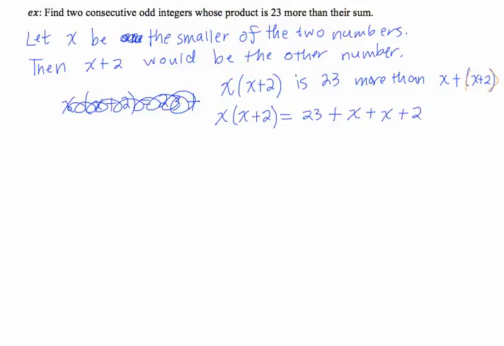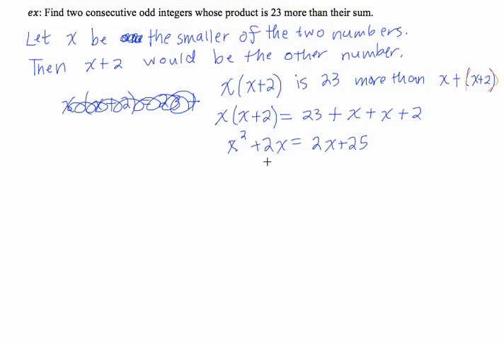And we have an equation that we can solve for x. Let's see, if we expand this x out, we'll get x squared plus 2x, so this is a quadratic. And on this side we'll have x plus x is 2x, and 23 plus 2 is 25.